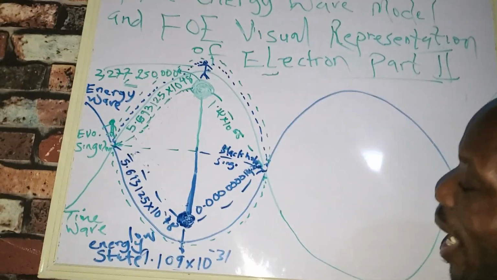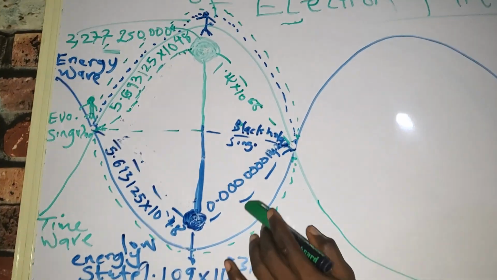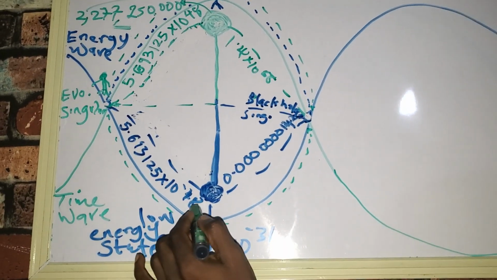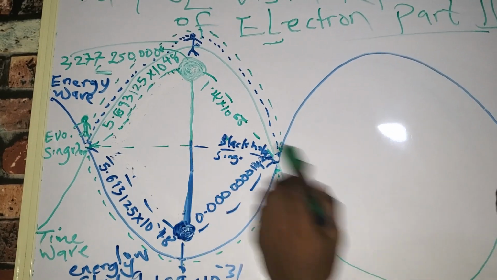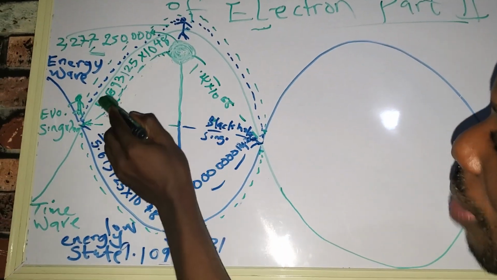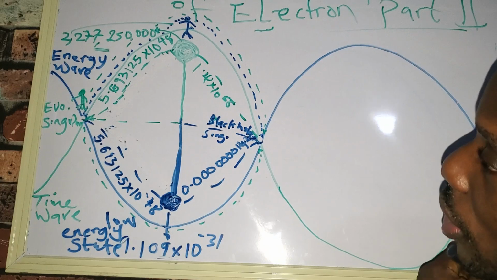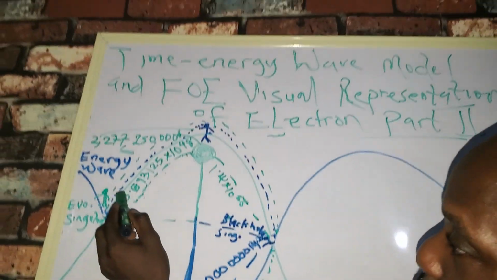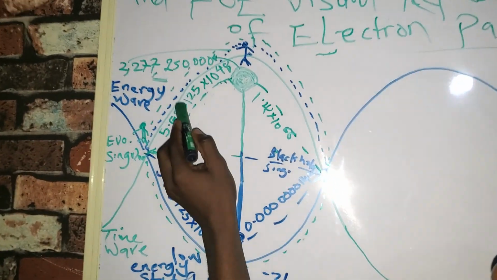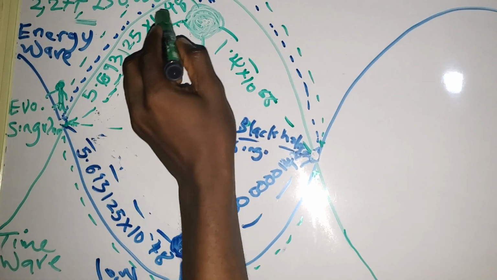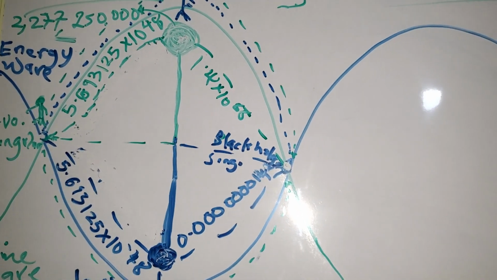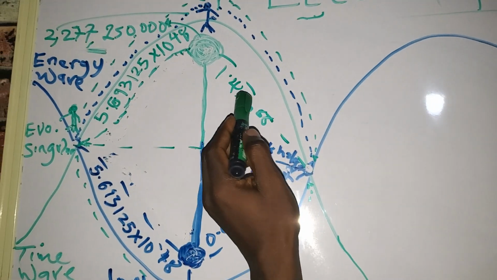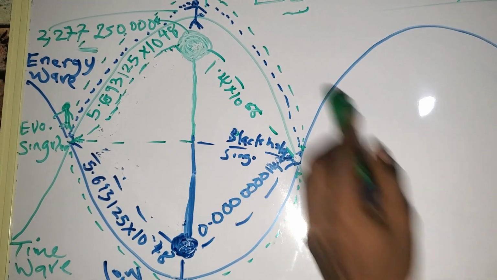So right now we have electrons so tiny when in motion, and also when we supply the same magnitude of time wave into the formula, which is 5.693125 times 10 raised to power 48, then we have this 1.4 times 10 raised to power 88.